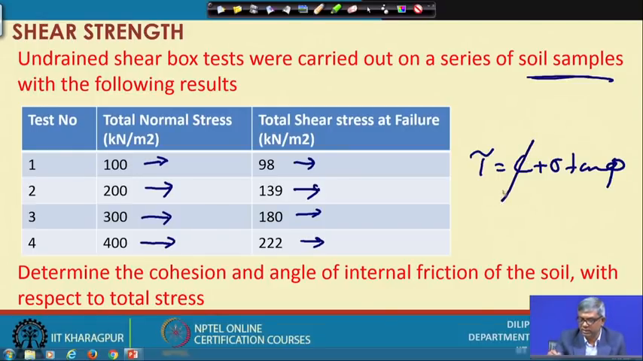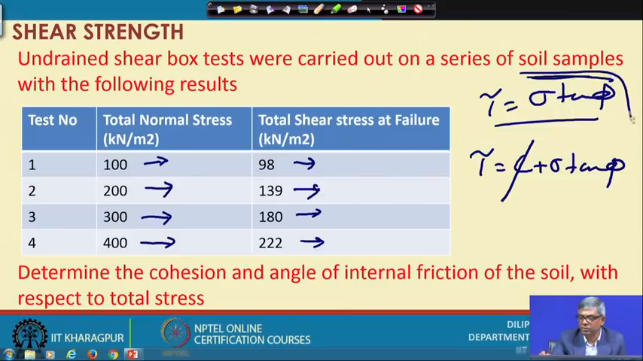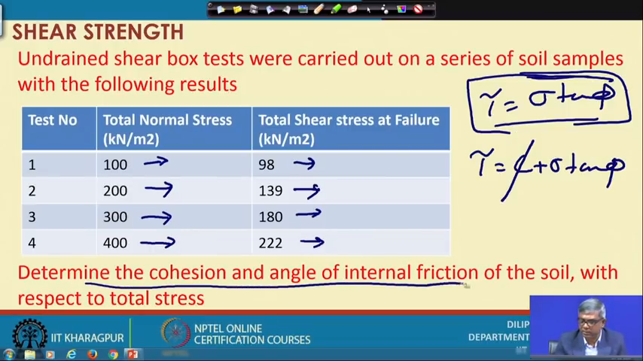So, if cohesion is absent, then directly we can do tau equal to sigma tan phi. This is the way we can do it, but since it is not specified whether it is cohesionless or not, we will see the data and see how it comes. So, based on this data, determine the cohesion and angle of internal friction of the soil with respect to total stress. Okay. So, this is the problem.